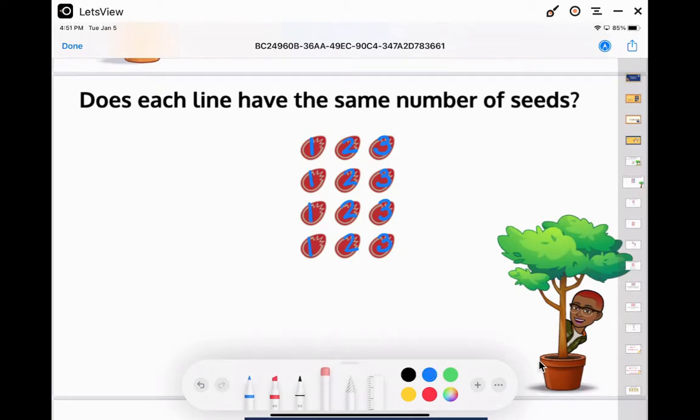I could also count the number of seeds in each column. Remember, our columns go up and down. There are 1, 2, 3, 4 seeds in the first column. 1, 2, 3, 4 seeds in the second column. 1, 2, 3, 4 seeds in the third column.